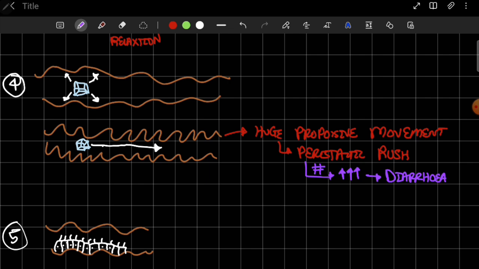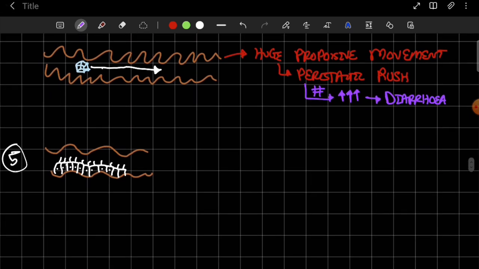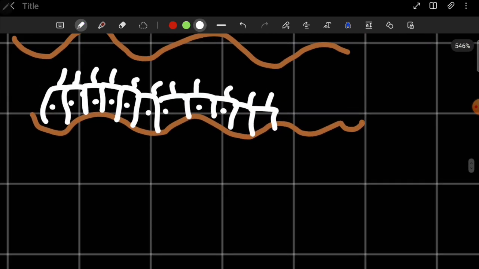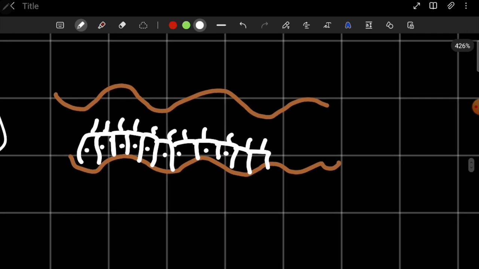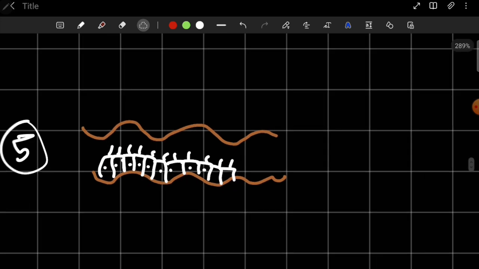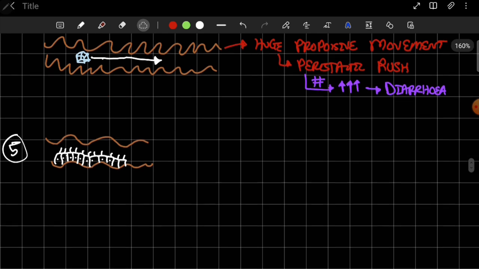Okay, now going further, the last movement of the small intestine. The last movement is a very simple movement, the villi movement. So I am going a little macroscopically. This is the small intestine wall. Similarly, this is also the small intestine wall, and these are the villi cells on the small intestine wall. Now what will these villi cells do?